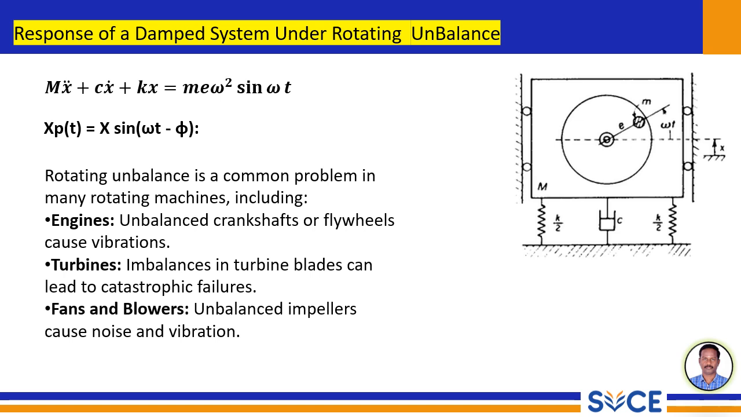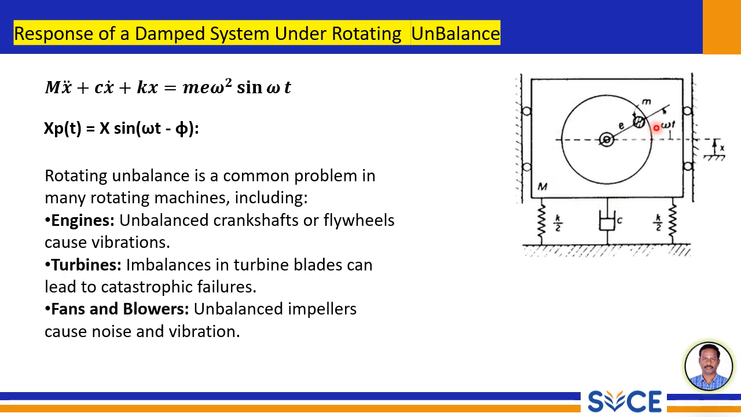Imagine a washing machine during its spinning cycle. Suddenly, it starts vibrating violently, shaking, and threatening to walk across the floor. What's happening? Likely, it is a case of rotating unbalance. What is rotating unbalance? It is the mass unbalance inside the washing machine drum.